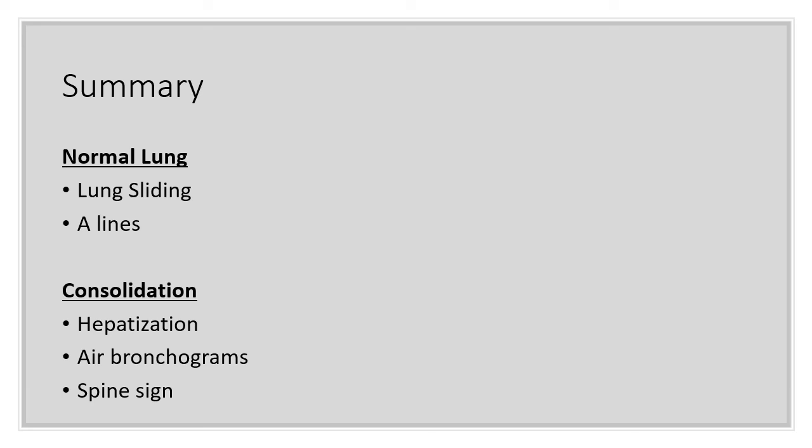So in summary, with a normal lung, you may see lung sliding and also you may see A-lines. For a lung that's consolidated, the lung itself may look more like the liver, and that's known as hepatization. You also may find static or dynamic air bronchograms, and you also may be able to see the spine beneath the consolidated lung. In the setting of pulmonary edema, the only thing you're looking for are B-lines, and the more B-lines you have present, that typically denotes more fluid being present in the lung.